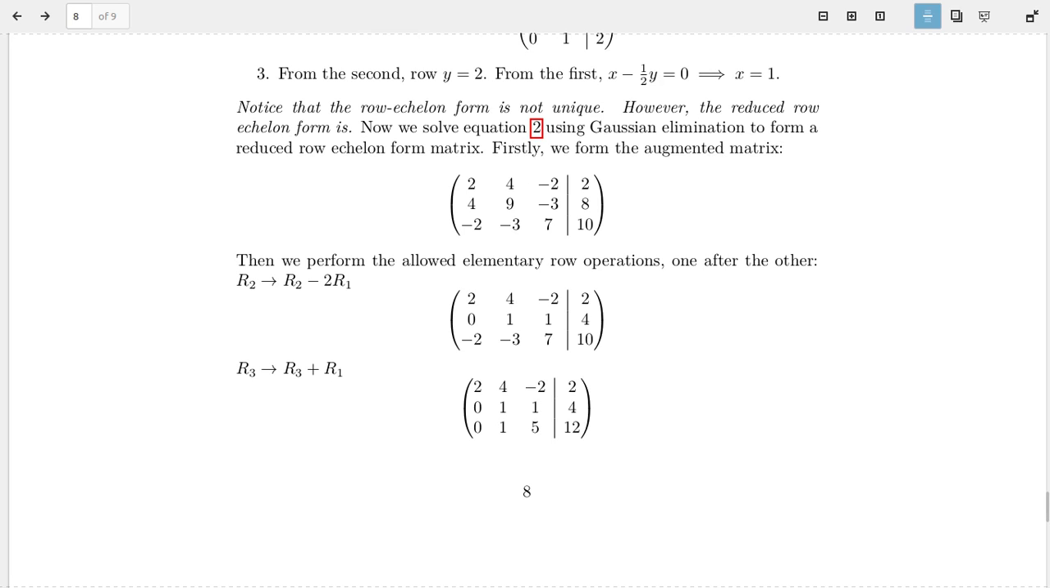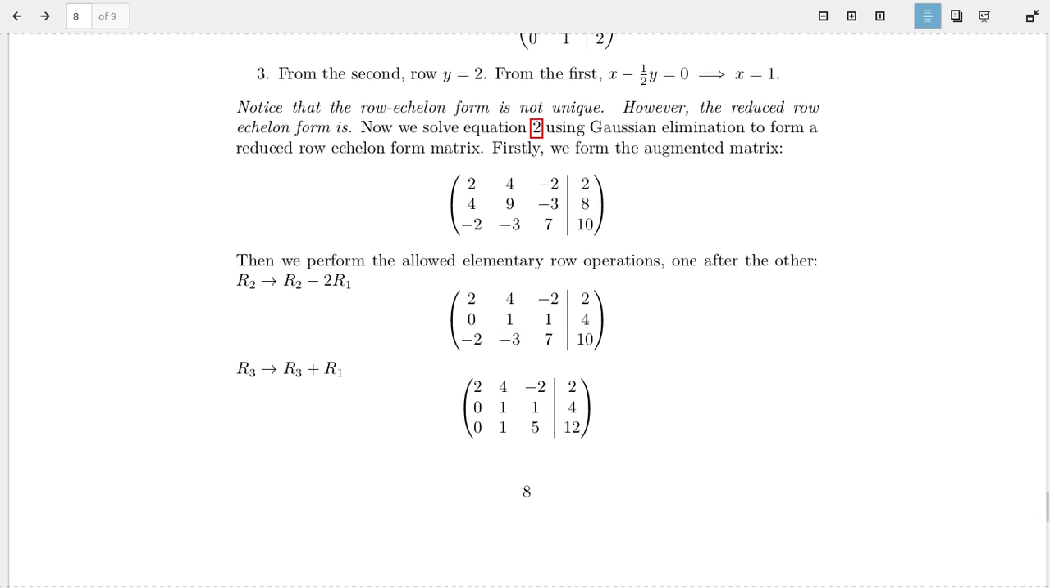So I want as many zeros as I can. I want to make this 0. I want to make these guys 0, and I want to make these guys 0. So my mission is to make this guy 0, and this guy 0, and these guys 0, right? Okay, so let's see what happens.